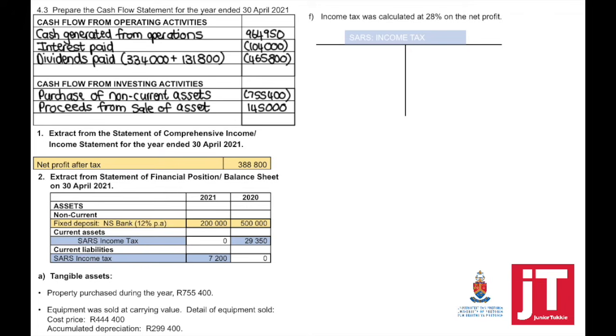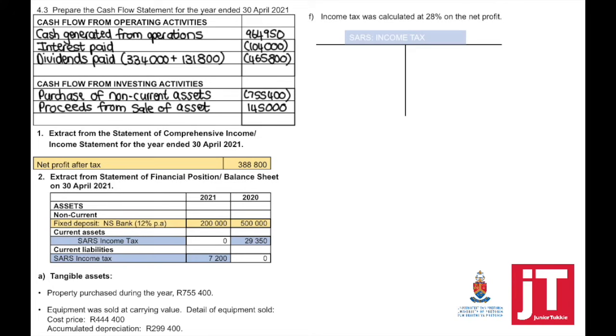If I look at 4.3 now, we've done 4.1 and 4.2. We've already calculated cash generated from operations, interest paid, and dividends paid. We've looked at the cash flow from investing activity, purchase of non-current assets, and proceeds from sale of assets. So if we look at the operating activity, what is left for us to do? We still need to calculate the tax paid. Tax paid can be complicated.